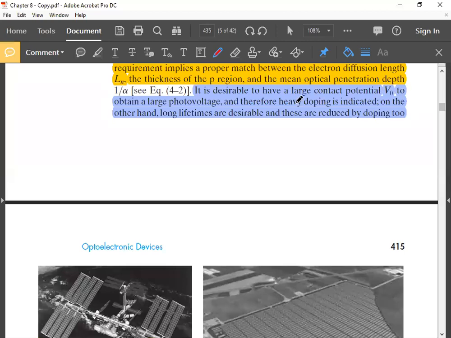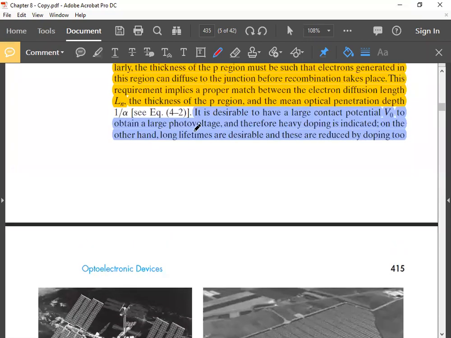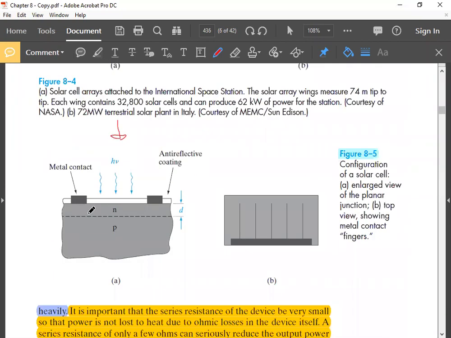Large VO requires heavy doping, but long lifetime requires light doping. So there has to be a compromise here. As the designer of a solar cell, you have to choose a suitable value so that both the contact potential VO and the lifetime are at acceptable levels. So this is the fourth design consideration.